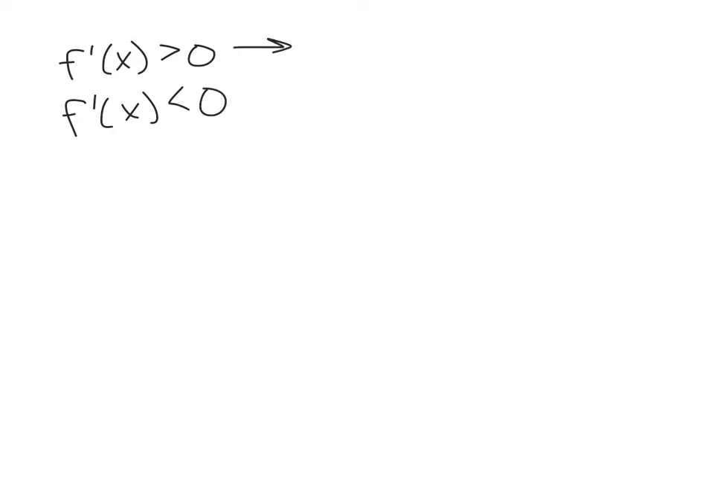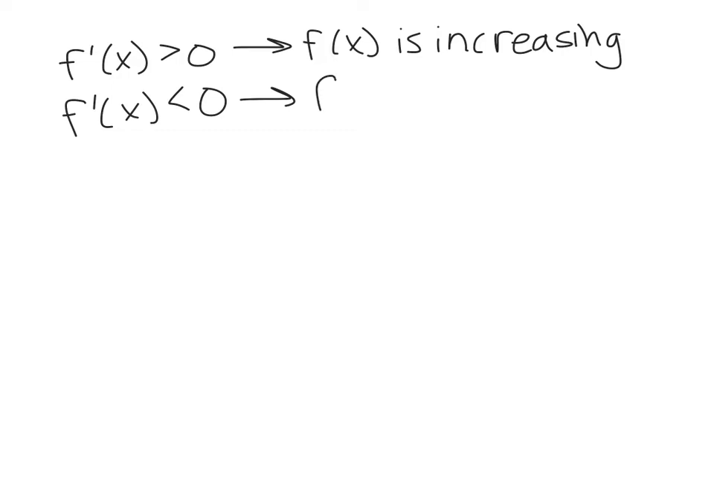If your first derivative is positive, that means your original function, f of x, is increasing. And then if your first derivative is negative, f of x is decreasing. Kind of just a little review on part of the first derivative test, I guess.